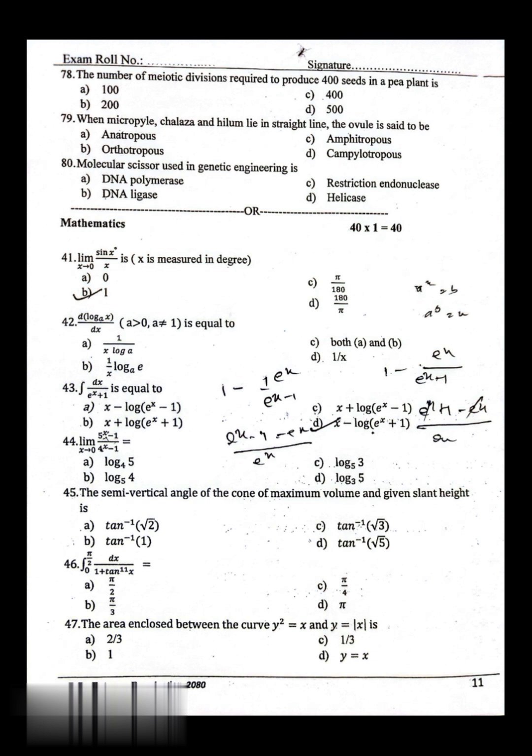46. Integration from 0 to pi of dx upon 1 plus 10 power 11x is equal to A. pi by 2, B. pi by 3, C. pi by 4, D. pi. 47. The area enclosed between the curve y square equal to x and y equal to mod x is A. 2 by 3, B. 1, C. 1 by 3, D. y equal to x.